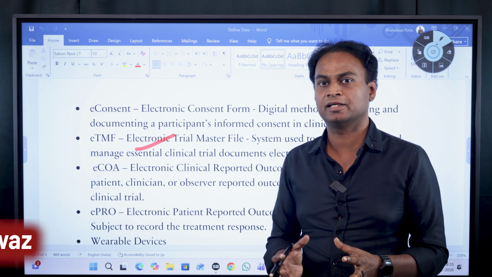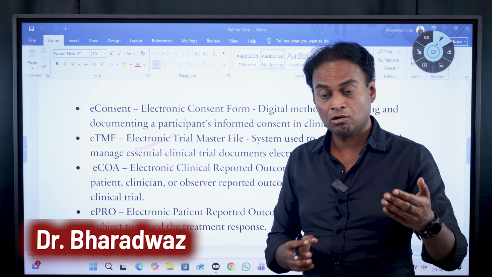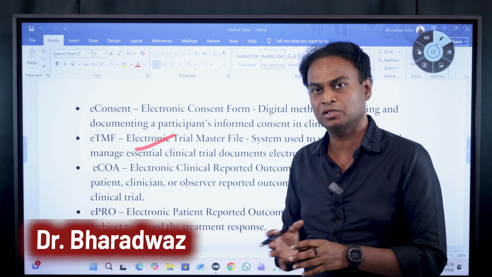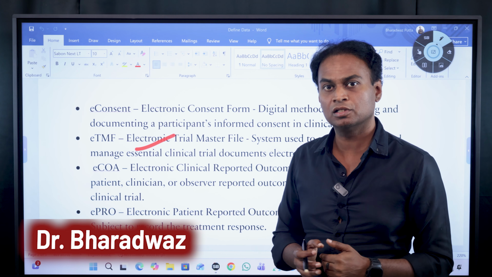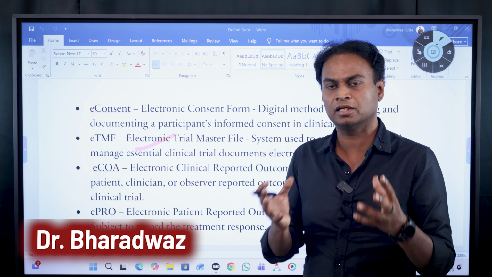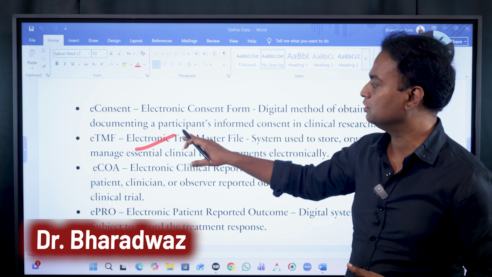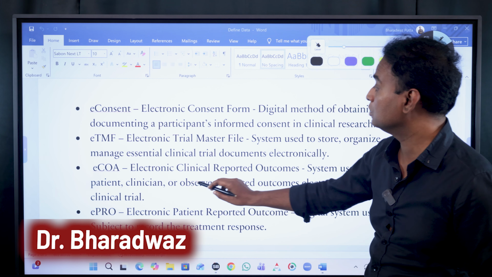Details about a particular site: how many patients there are, and all the patients' consent forms are kept in the trial master file. The protocol and all the documents are kept in an electronic format at the site in the eTMF. Okay, next one is ECOA.